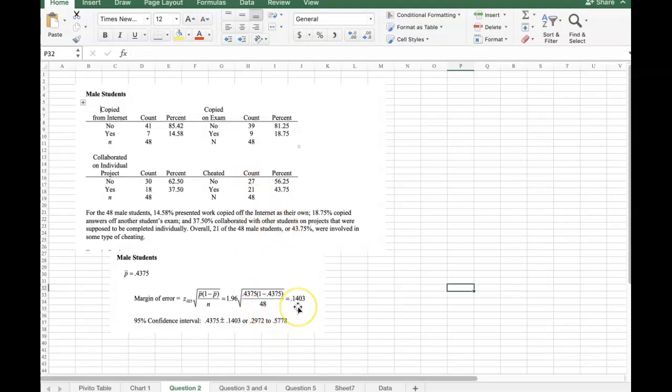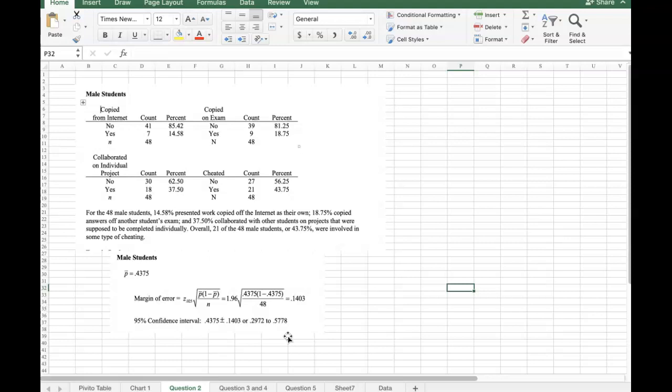And I come up with 0.1403. That is my margin of error with this sample, which is 14%, which is pretty big. And so my confidence interval at 95% says that it can be about 30% to 58% of the students that can be cheating on that.